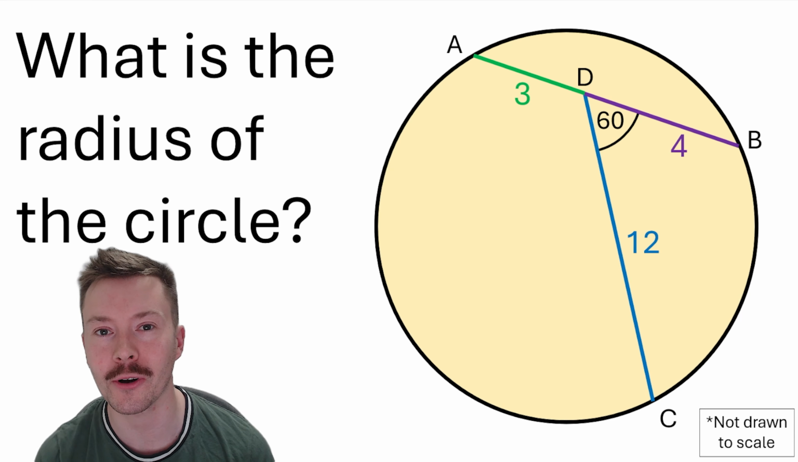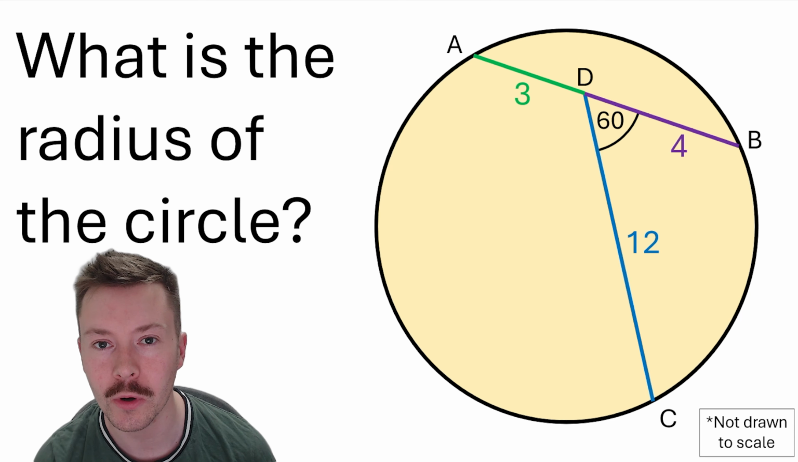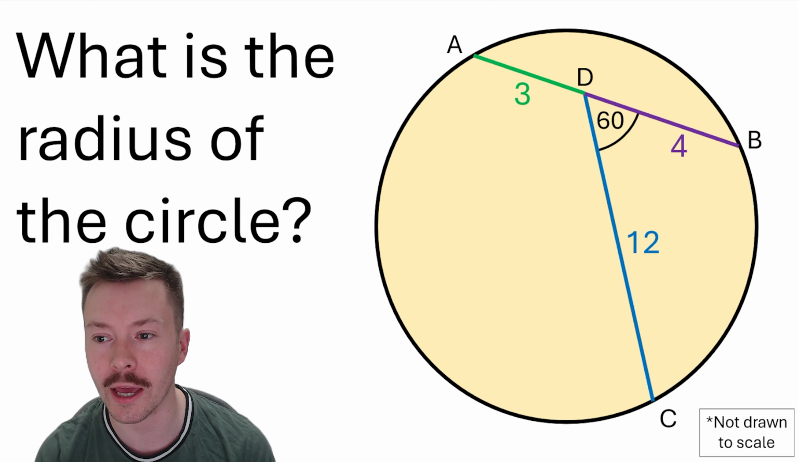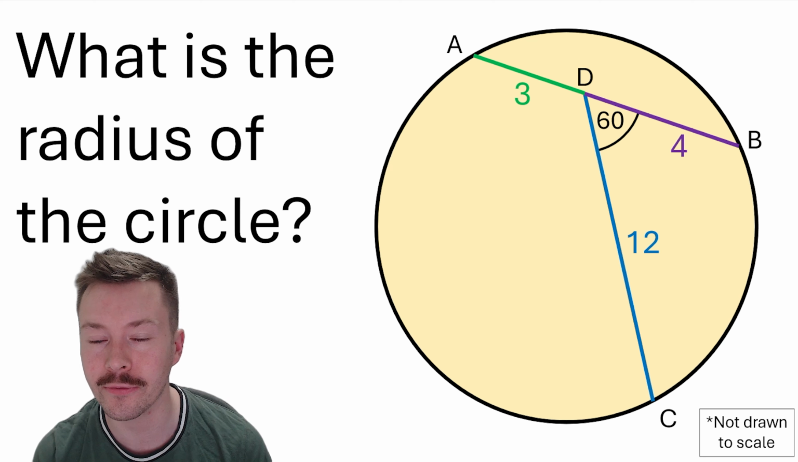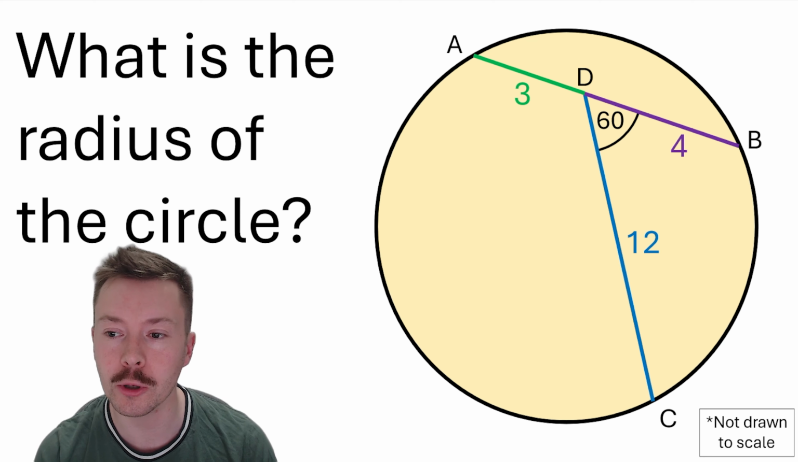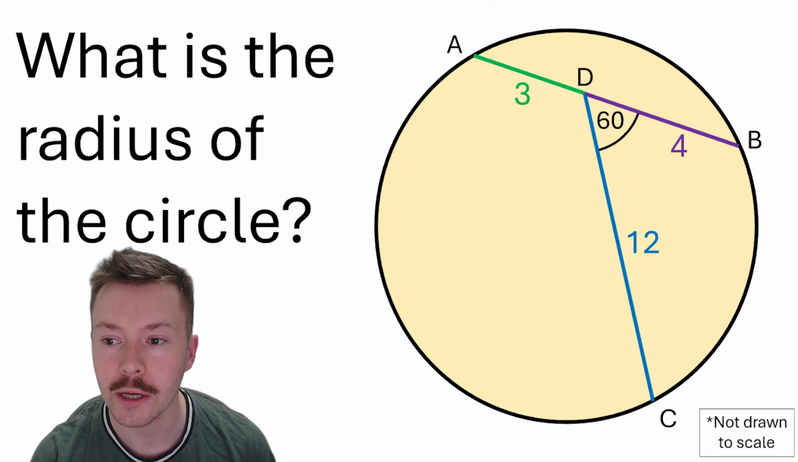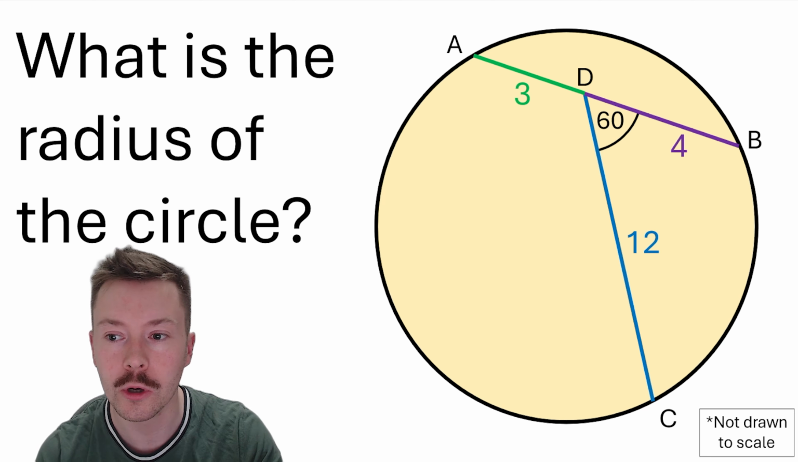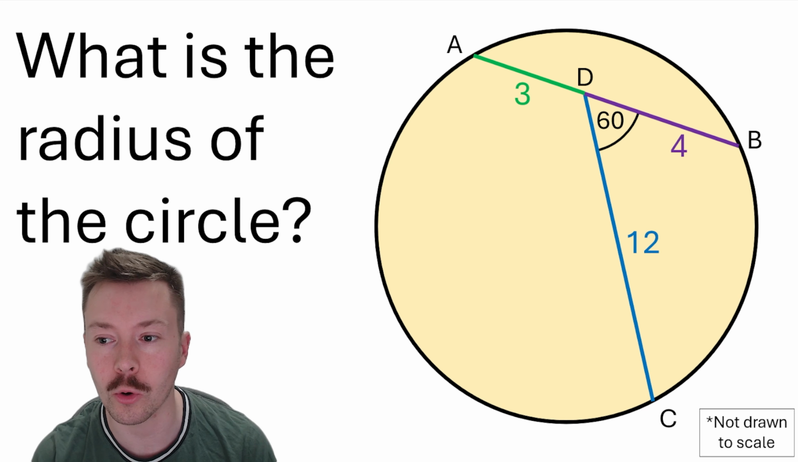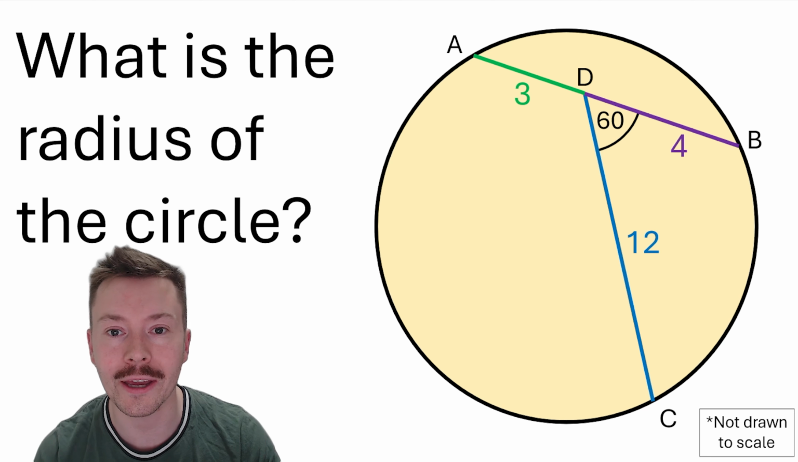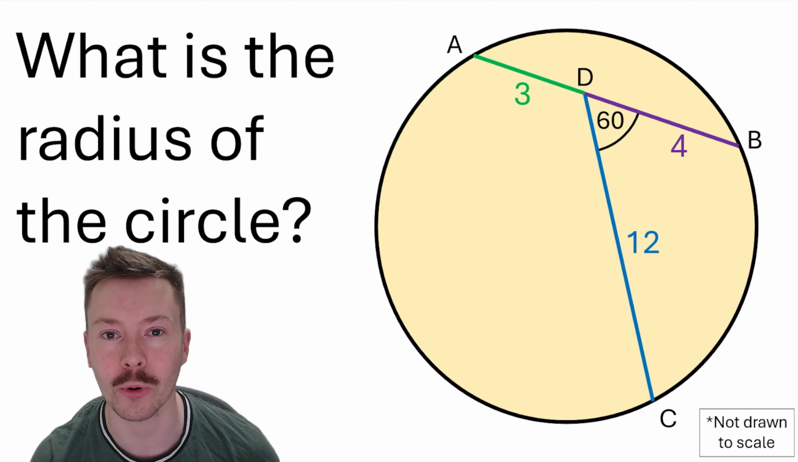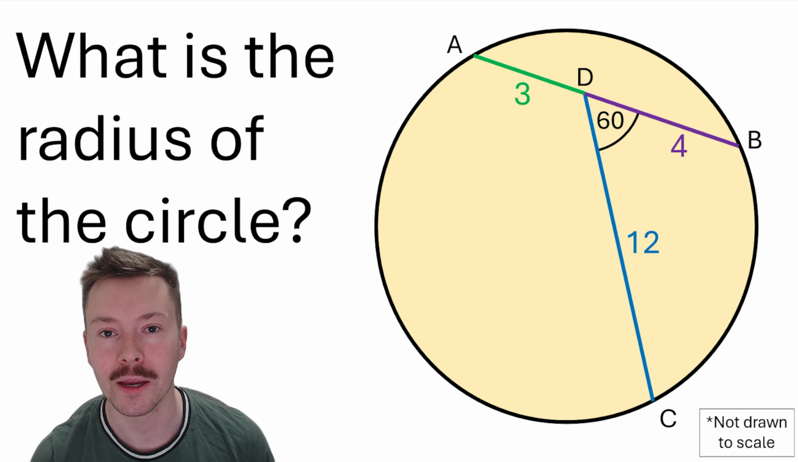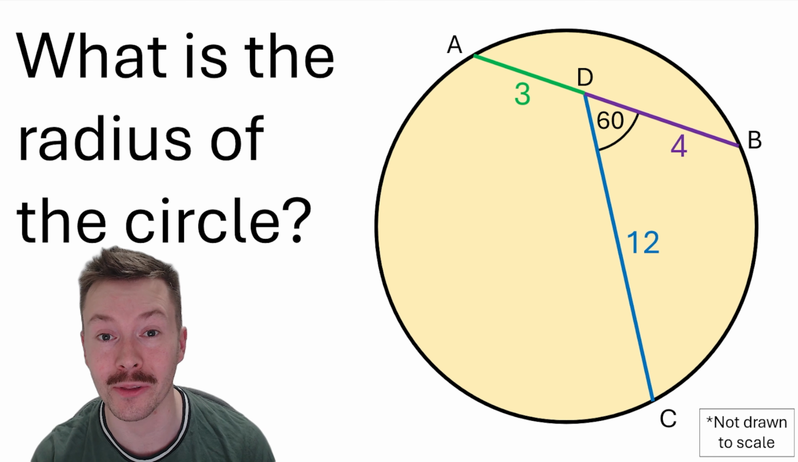This week's problem is about finding the radius of this circle. As you can see, we've got this chord AB that has been split into lengths 3 and 4 made by this blue line CD, or DC, that goes from the circumference of the circle to the point D on that chord. Now that line segment CD makes an angle with BD of 60 degrees, and you can see the corresponding lengths there on the diagram. Can you find the radius of this circle?